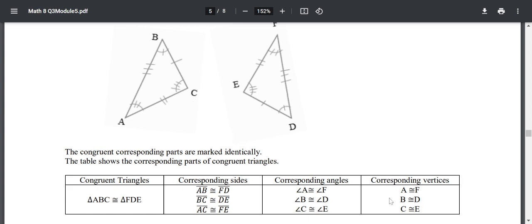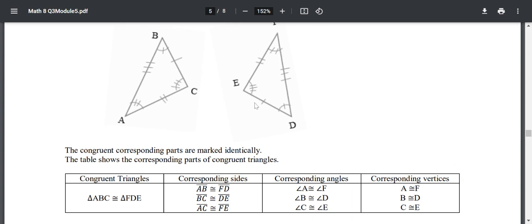And then the same with corresponding vertices. So therefore, the sides, the angles, and the vertices show congruence. So therefore, these two triangles are congruent.